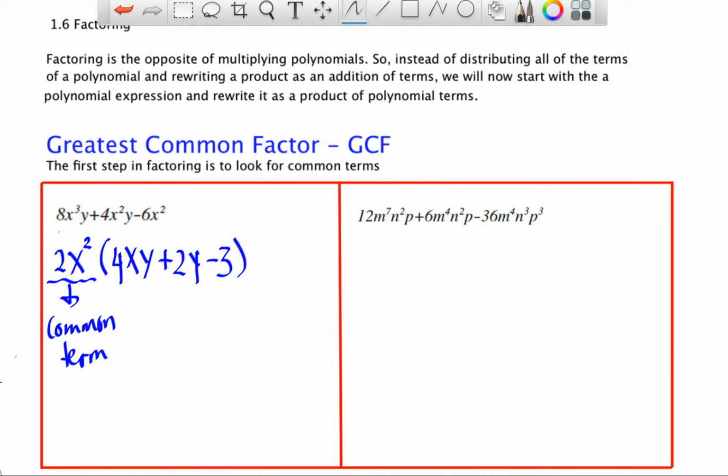Now if you wanted to check, you could reverse this process and multiply it out to see if what you wrote indeed is what you have over here. So if you do 2x squared times 4xy, 2 times 4 is 8, x squared times another x is x cubed, and then y. And so you could continue to do this. So what will we get? 4x squared y minus 6x squared. And you see that matches. Now usually I don't do that very often. I just wanted you to see it for this one. Okay, so that's one way to do it.